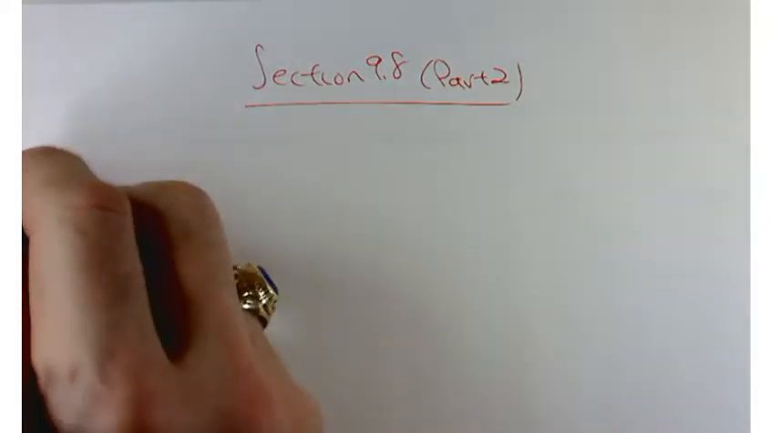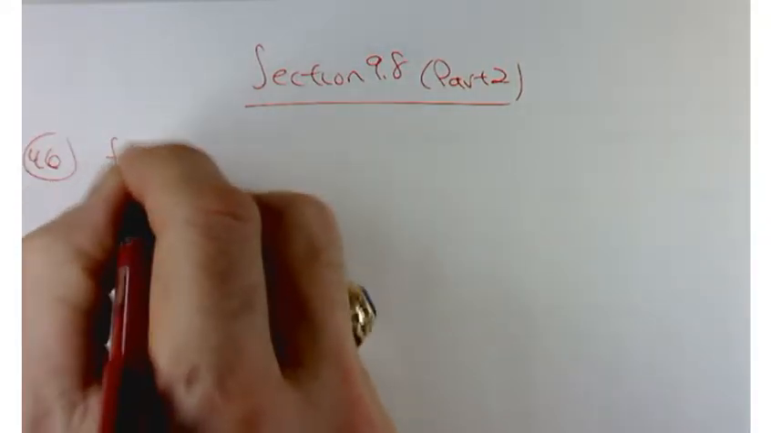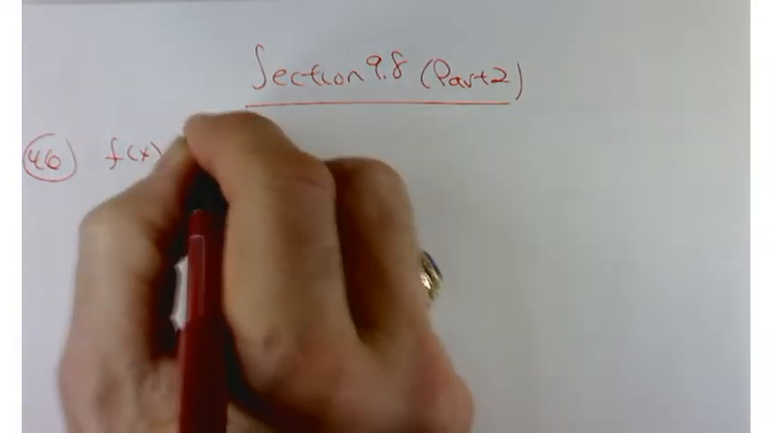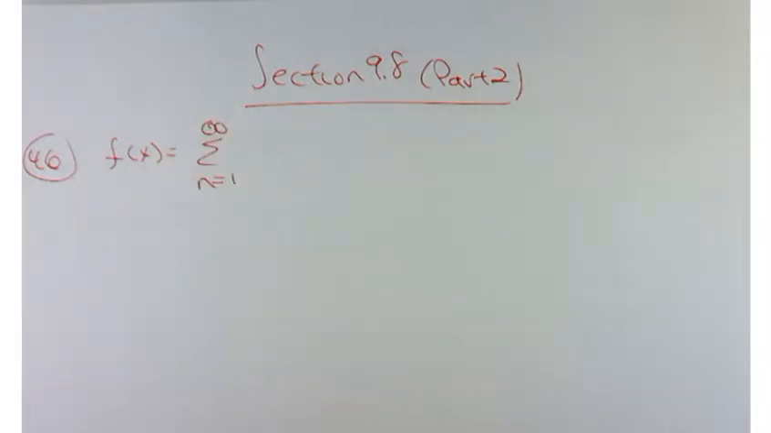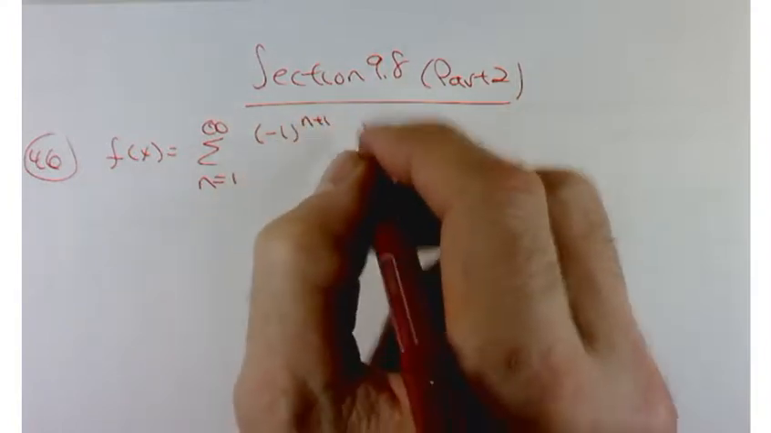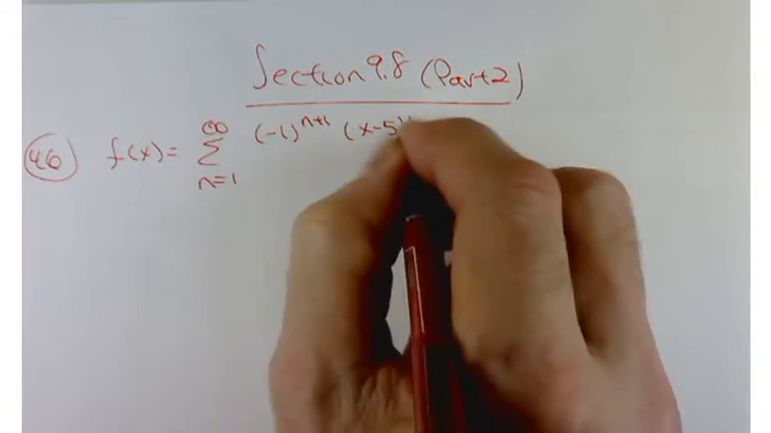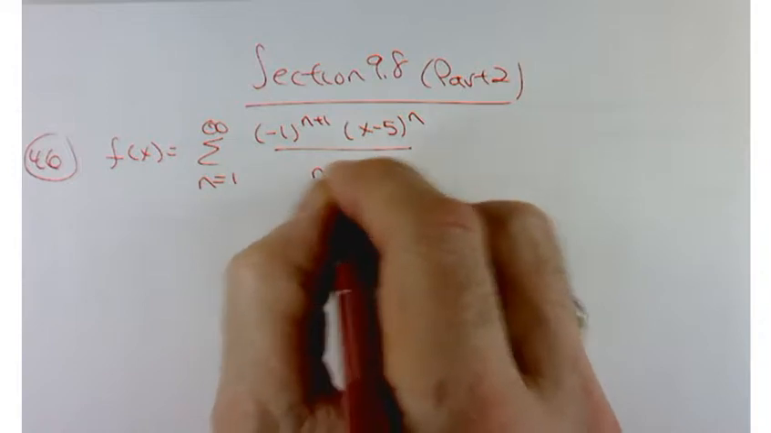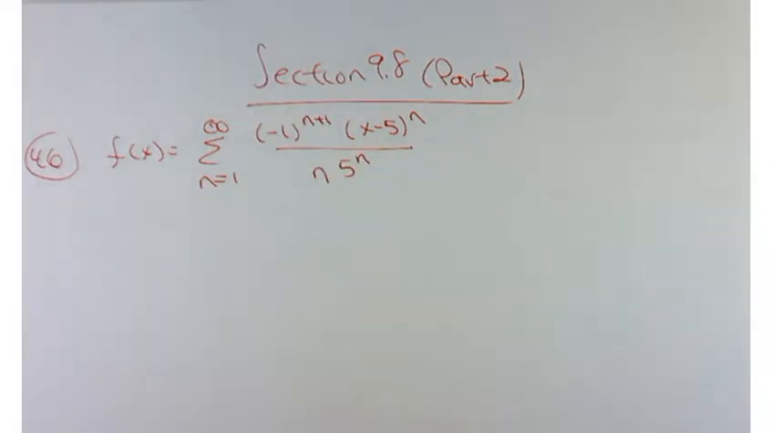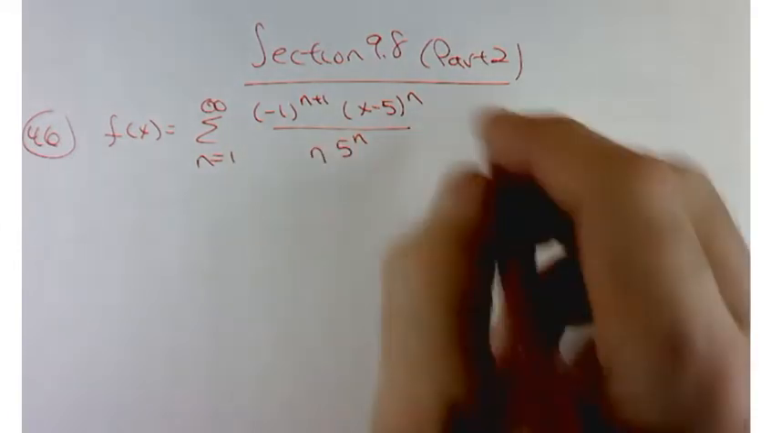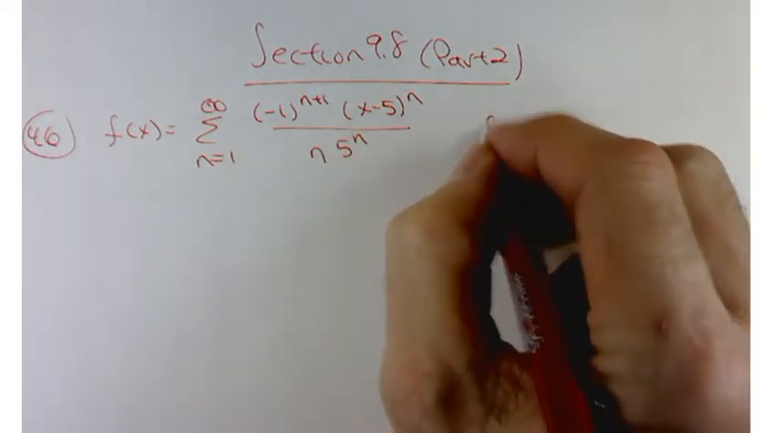So in 46, we've got a function f of x is the sum from n equals 1 to infinity of negative 1 to the n plus 1 times x minus 5 to the n over n times 5 to the n. So let's determine the interval of convergence for this one. And to do that, we're going to do the ratio test again. That's kind of standard for us for a lot of these.